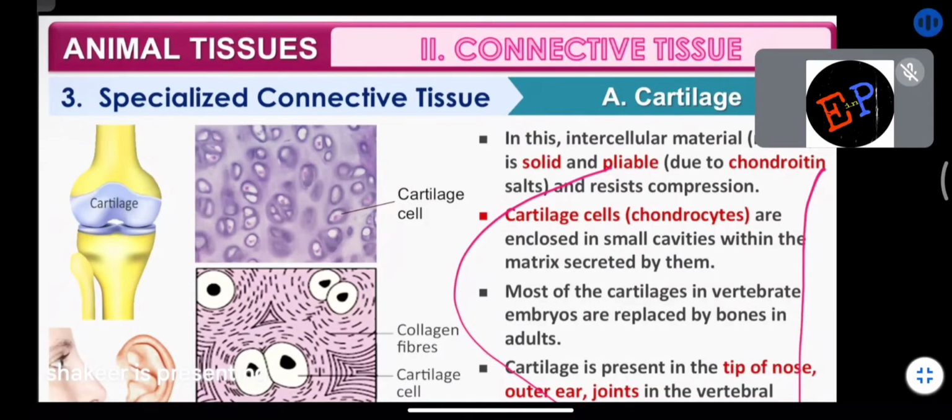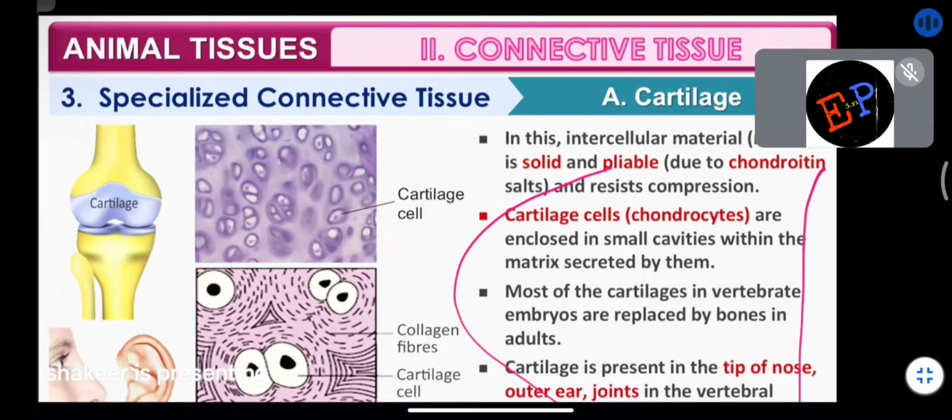Cartilage is made up of cartilage cells. In the gap between these cartilage cells you will find an intercellular material which is solid, but it is pliable. What is meant by pliable? You can bend it very easily. Are you able to understand me? It is flexible. For example, our ear and nose are made up of cartilage.